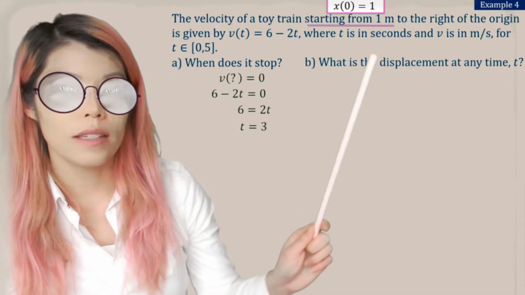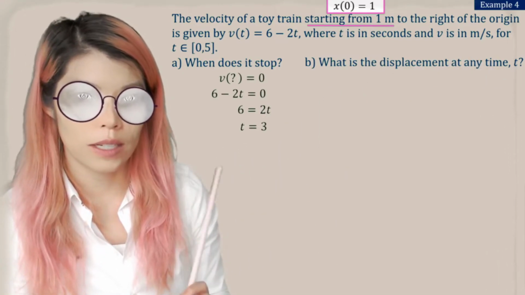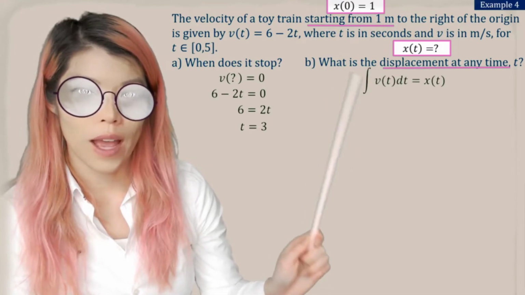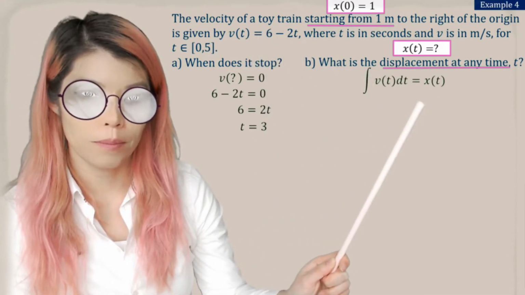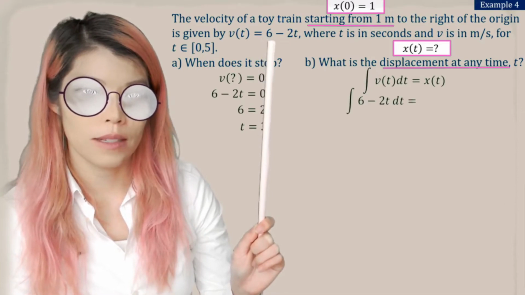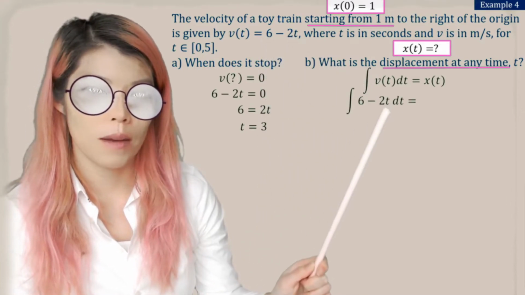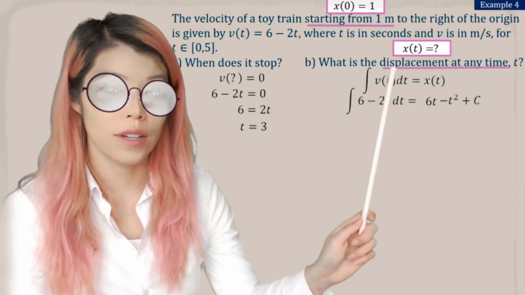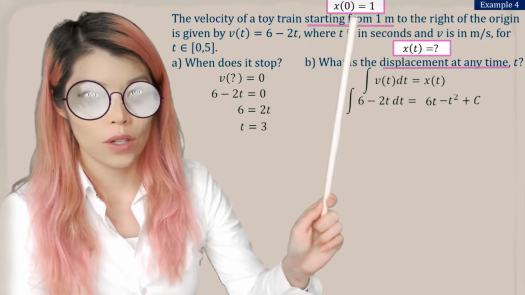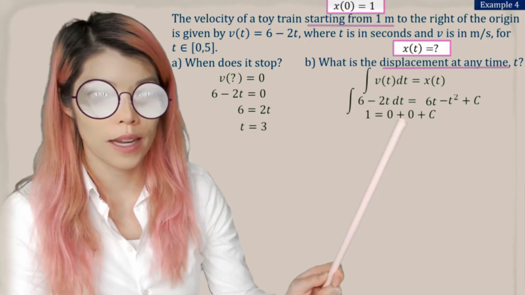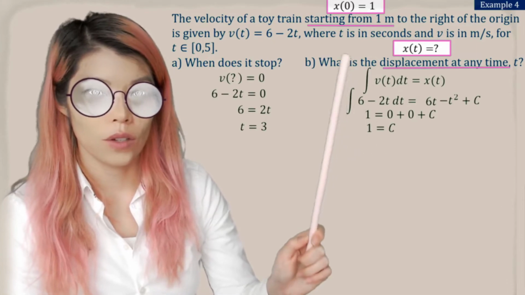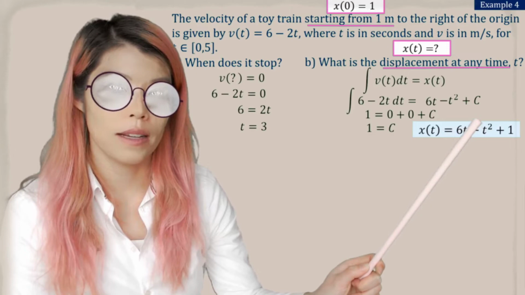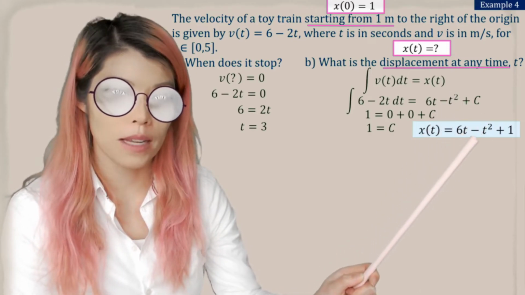Part B. What is the displacement at any time t? So this time we're looking for x. So what is x of t? So we antidifferentiate the v to get the x. We do that by 6 becomes 6t, and minus 2t becomes minus 2t squared over 2, or minus t squared. And don't forget the plus c. Now we know that x of 0 is 1, so we can plug that in, and we obtain c is 1. So x of t, our equation now becomes 6t minus t squared plus 1.